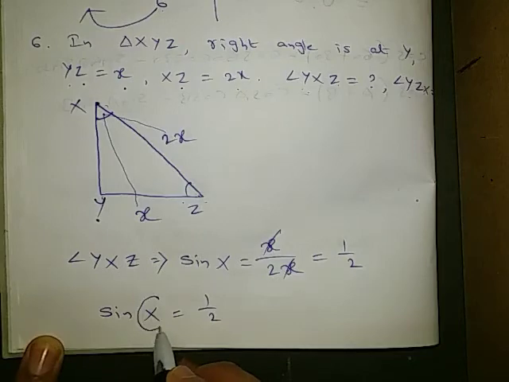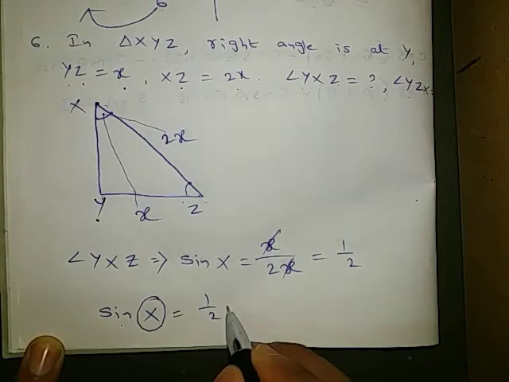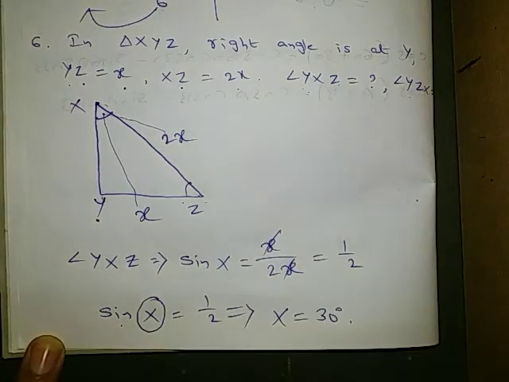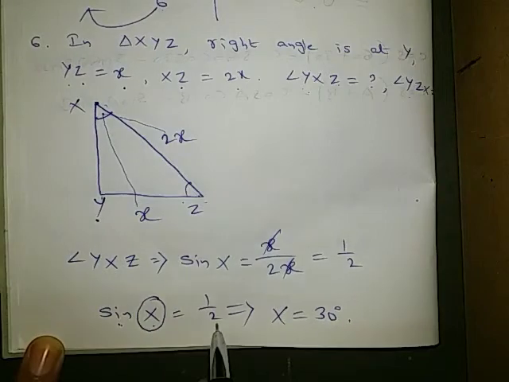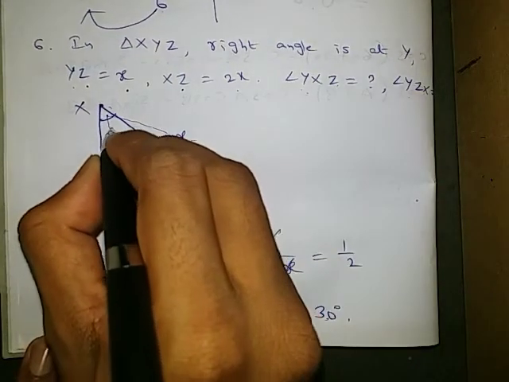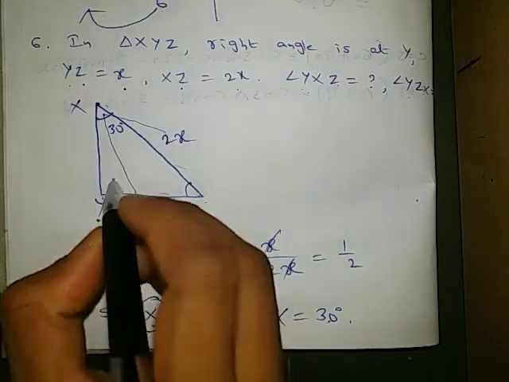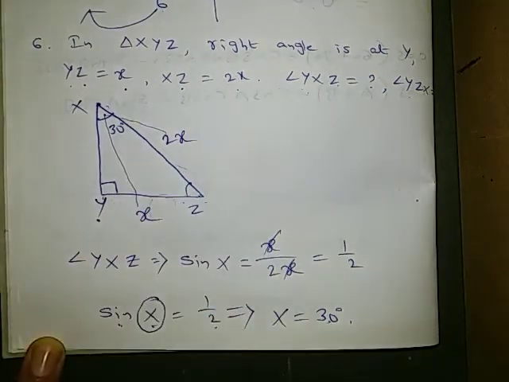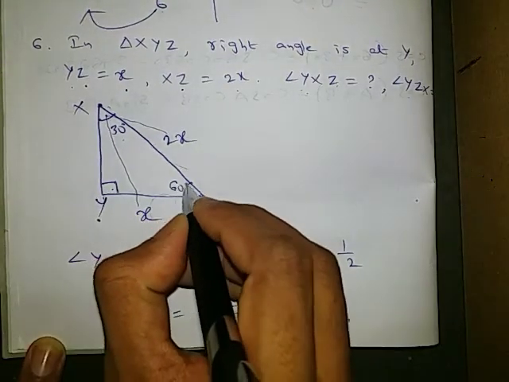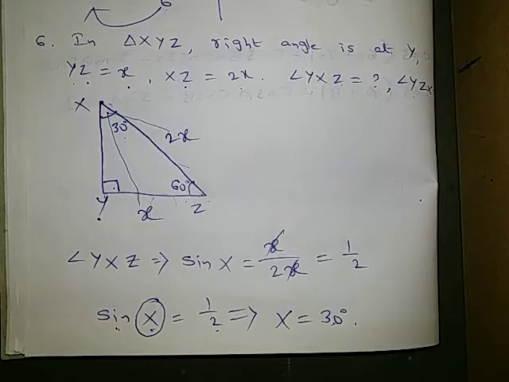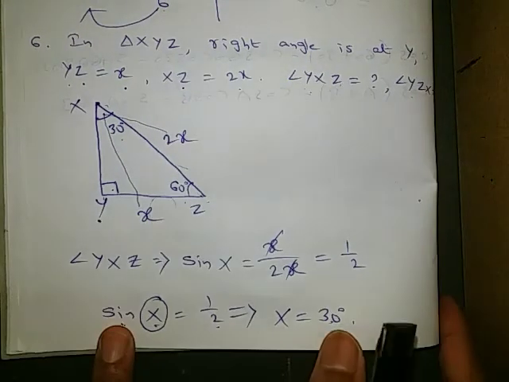For which angle is the sine value 1 by 2? That is 30 degrees. So the angle is equal to 30 degrees. Sine 30 is nothing but 1 by 2. Now this value we got as 30 degrees. Already we know the sum of all the angles in a right angle triangle, or any triangle, is 180 degrees. This is already the right angle, so it means 90 degrees. 90 plus 30, 120. So obviously this Z angle will be 60 degrees because the sum of all angles in a triangle is 180 degrees.